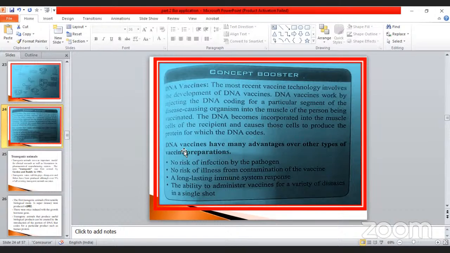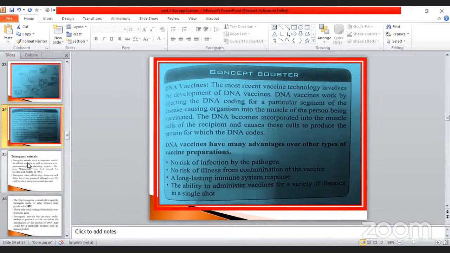See that, DNA vaccines have many advantages over other types of vaccine preparation. First, no risk of infection by the pathogen. Second, no risk of illness from contamination of the vaccine. Third, a long-lasting immune system response. Fourth, the ability to administer a vaccine for a variety of diseases in a single shot. These are the advantages of using DNA as a vaccine. This is very, very important, my dear students. Don't forget, sometimes they ask questions on it.